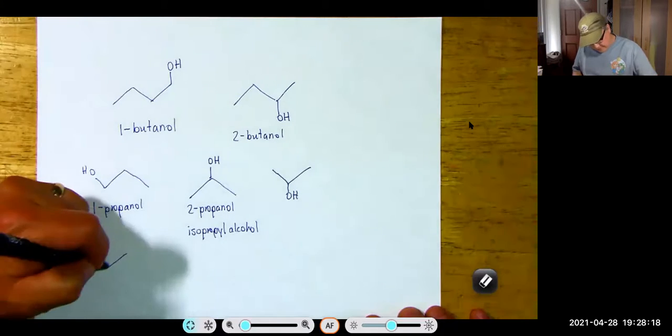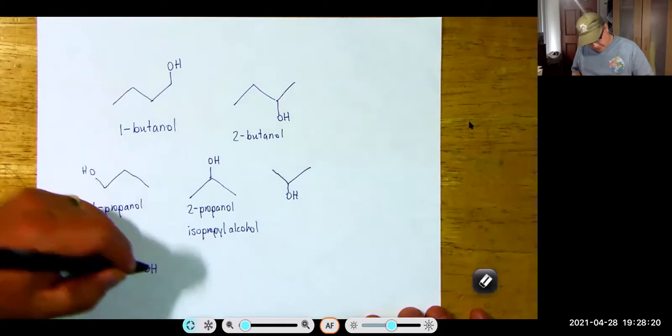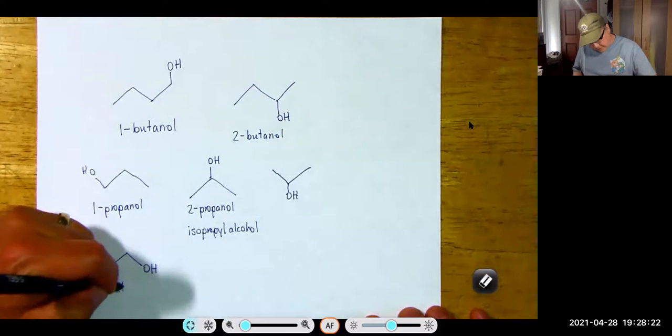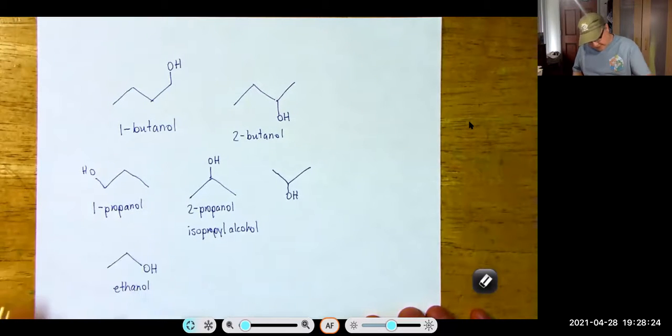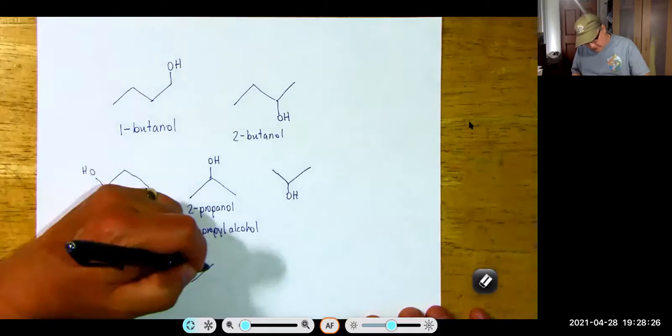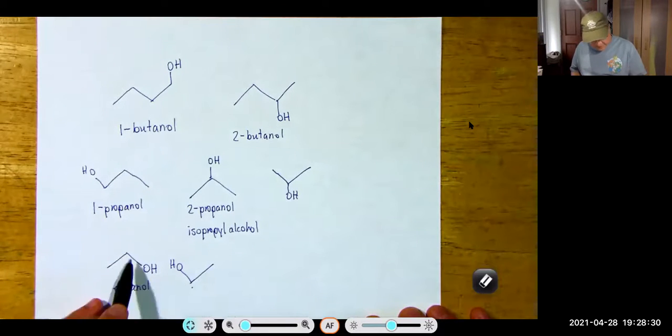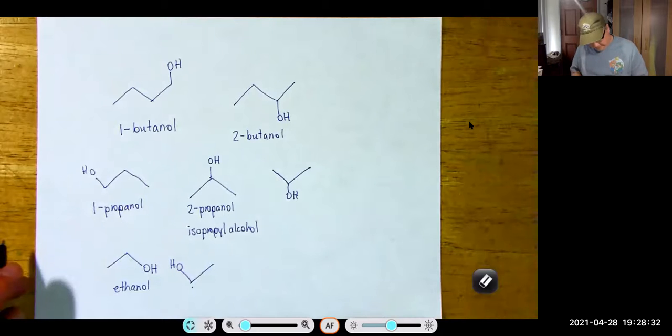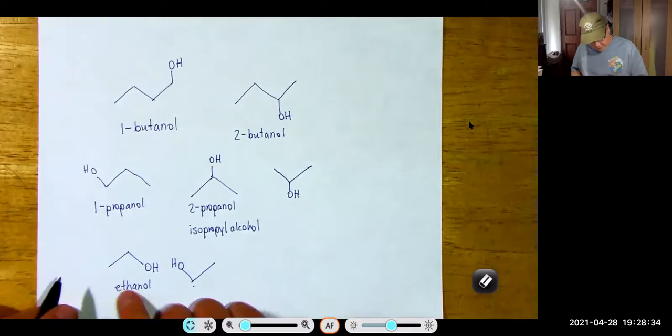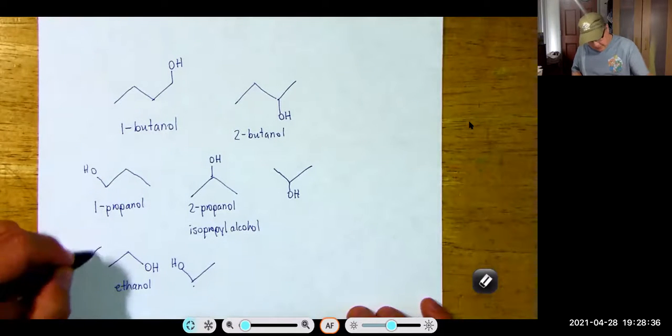This one is called ethanol, and we don't tell people where the alcohol is because it's either on this carbon or this carbon. This is carbon 1, this is carbon 1. You guys have probably heard of this one, and you probably heard of this one.